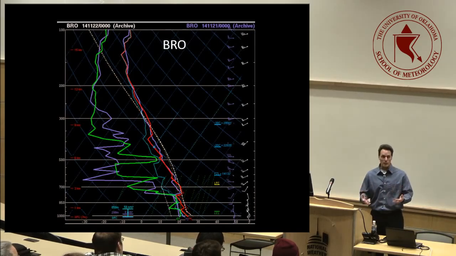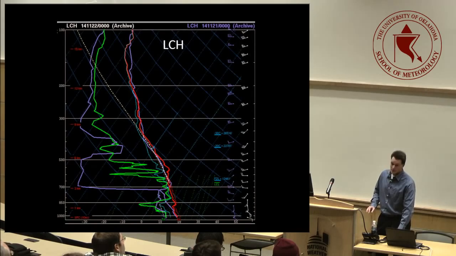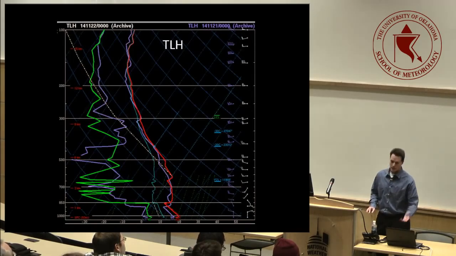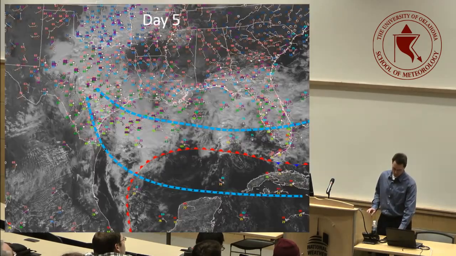But again, it has not moistened substantially from the day before. Lake Charles, same sort of problem, not much change yet because they're not really in the onshore flow phase. And then Tallahassee, with the ridge still sitting there, nothing much has changed for them.